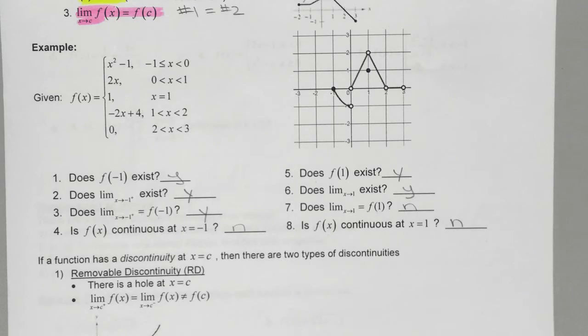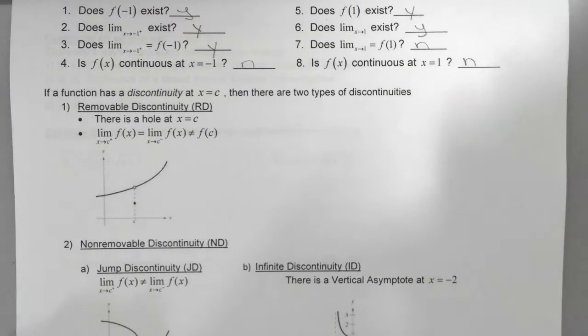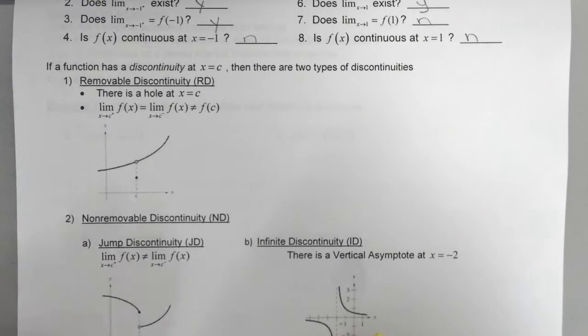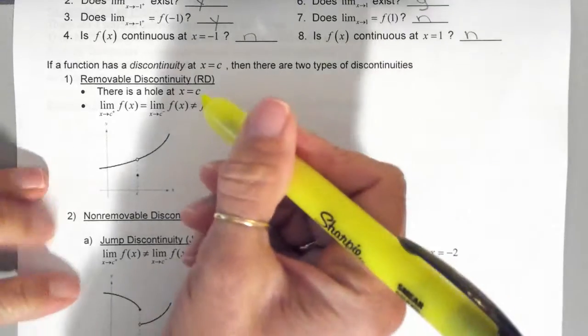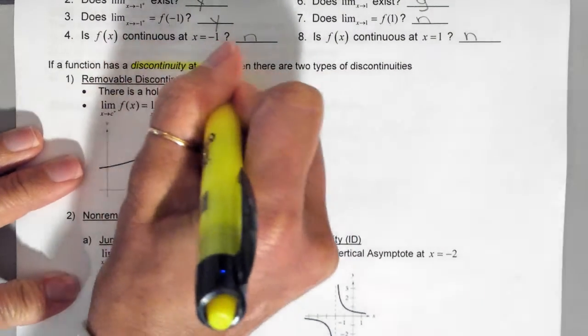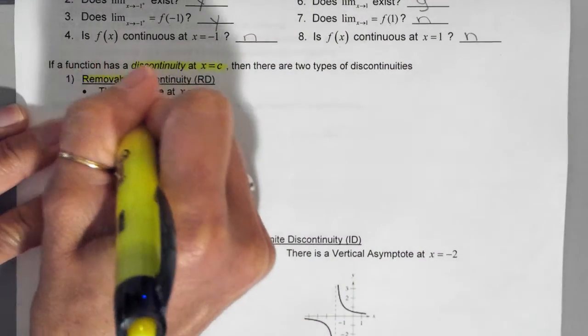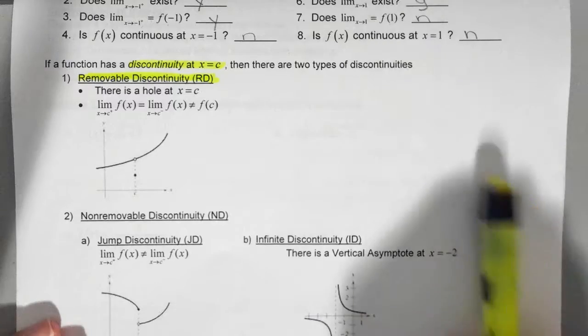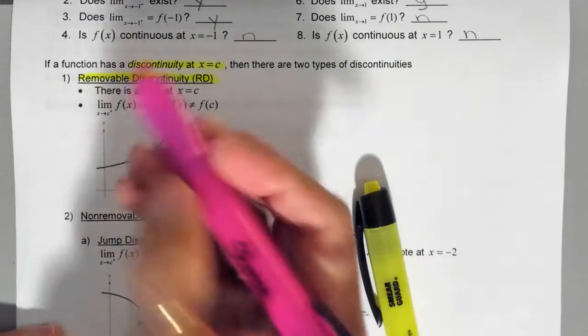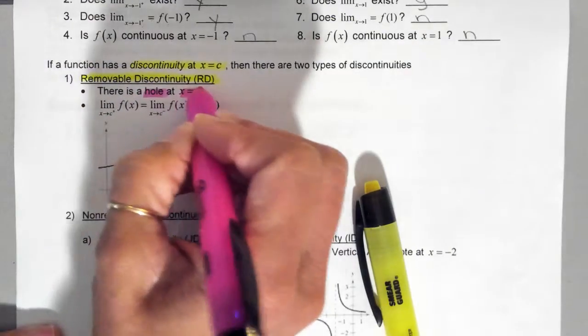So here we have discontinuity. If you have a function that has a discontinuity or a type of discontinuity, we have two categories, and then under non-removable discontinuities, we have two subcategories. A function is considered discontinuous at x equals c given the following situations. First of all, if we have a removable discontinuity, we're going to abbreviate that as RD. When you have a removable discontinuity, basically what you have is a hole at x equals c.